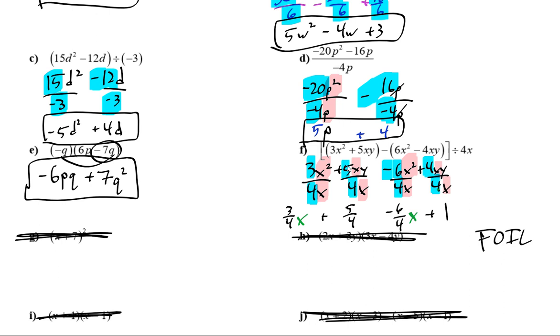Now I've got my last letter here, the y. I've got a y there and a y there. Neither of them have anything to cancel with on the bottom, so I just need to make sure to write them in. Where's that other y? Over there. So I've got 3/4 x plus 5/4 y minus 6/4 x plus 1y, or just plus y. It doesn't really matter.